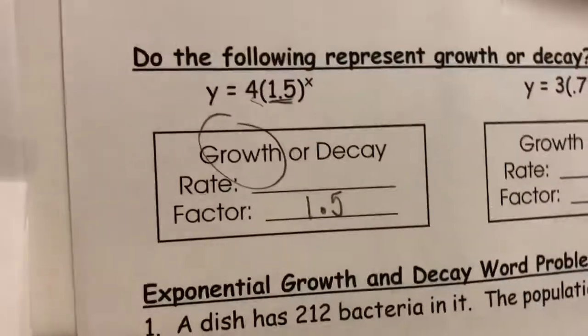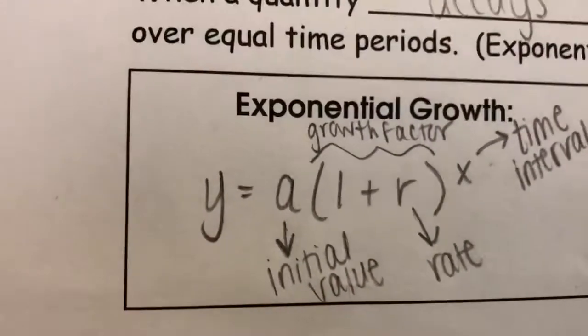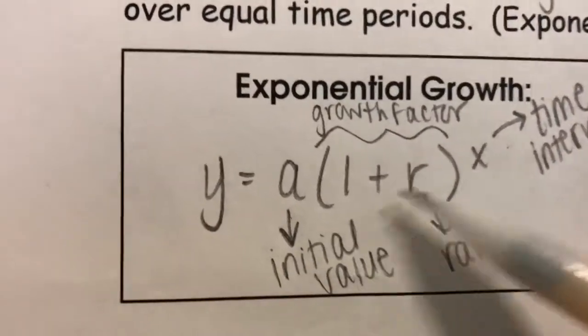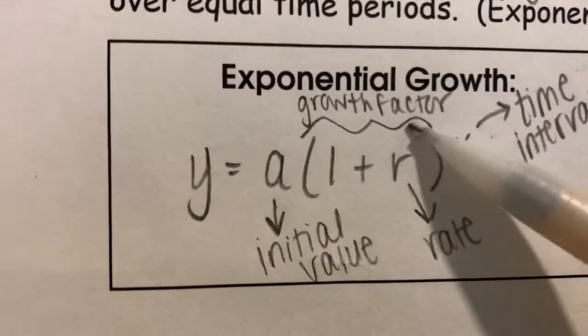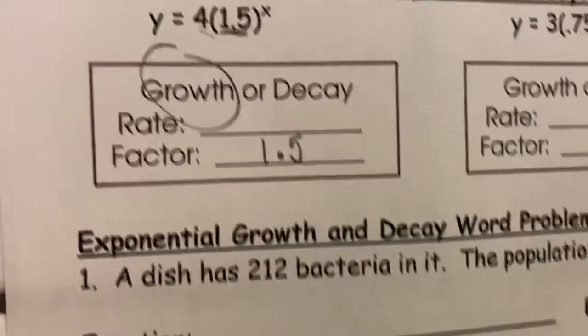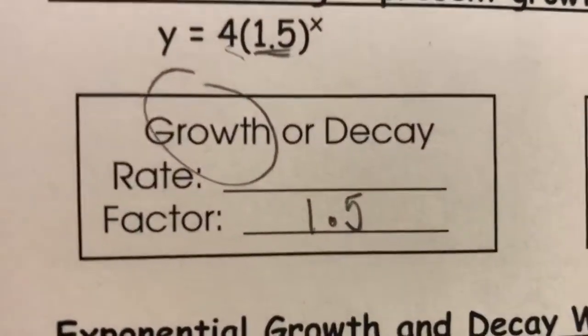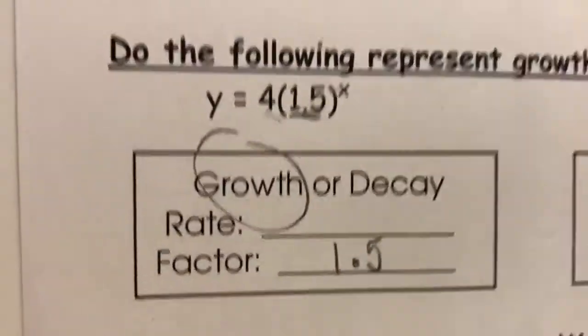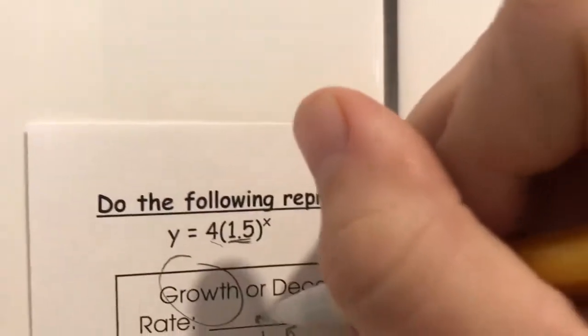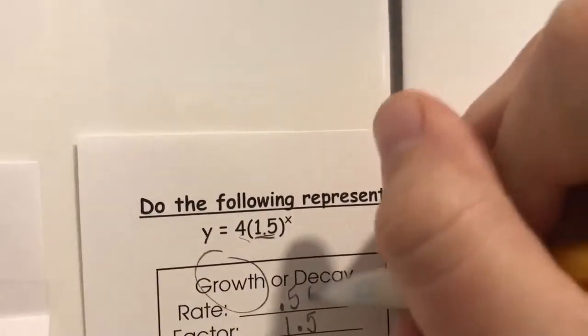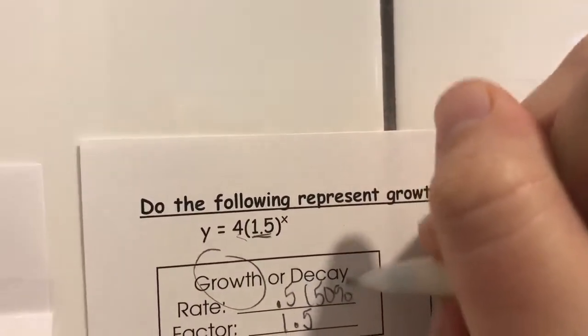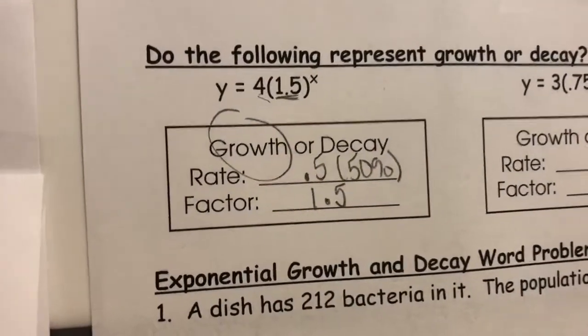And the rate here, when we did our equation over here, when it was growth, we had 1 plus r in our parenthesis. So when we're looking for the rate, we need to piece that apart and say, well, 1 plus what is 1.5? Well, we have 0.5 there. So 0.5 is going to be our rate, which is 50%. So that's how we break that apart.